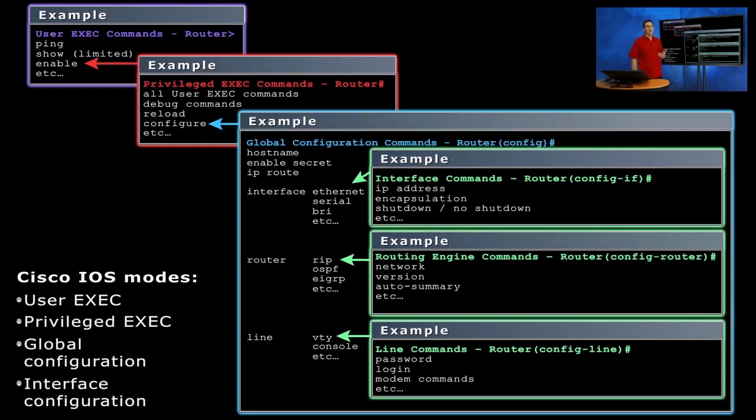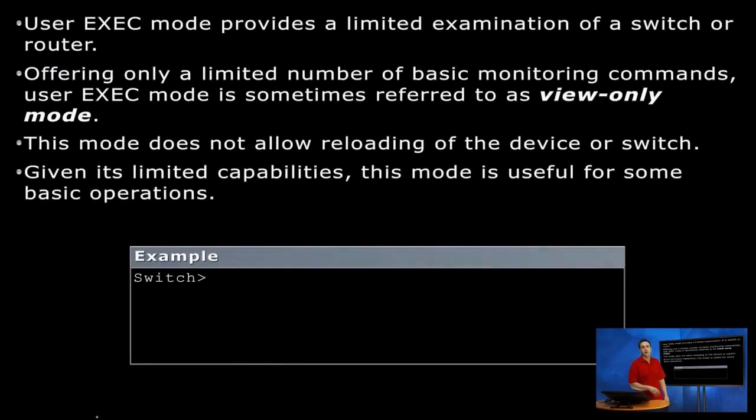Now why do I have user exec mode listed here? Notice it's the purple one up at the top. User exec commands. How do I know, first of all, if I'm in user exec mode? Well, I know I'm in user exec mode because of this right here. That's right, the greater than sign. The greater than sign identifies the fact that I am in user exec mode. So let's analyze user exec mode in a little more detail.